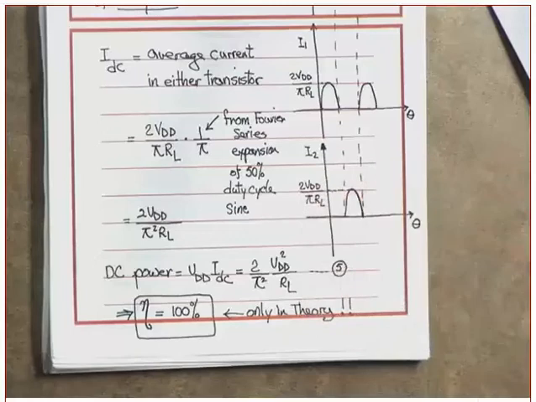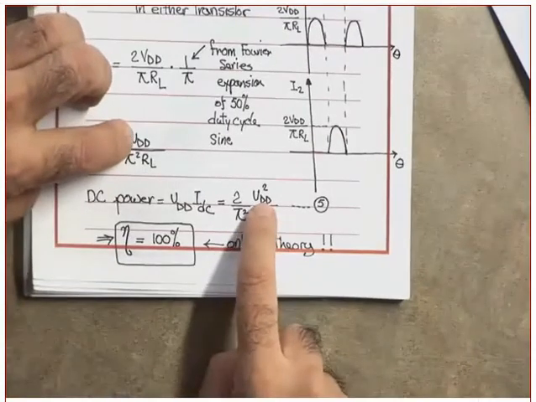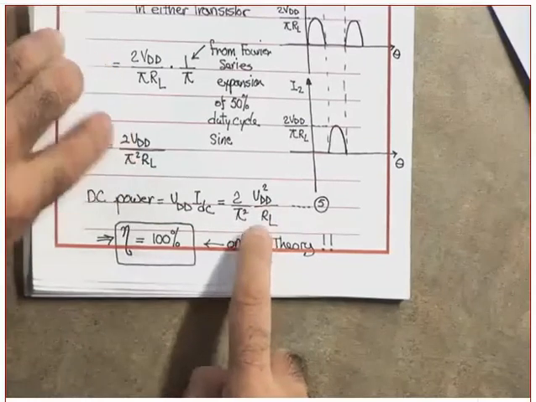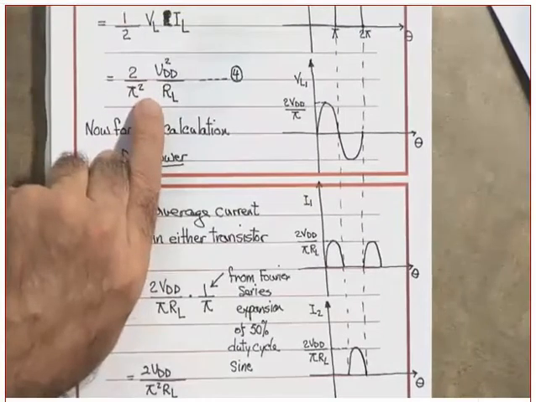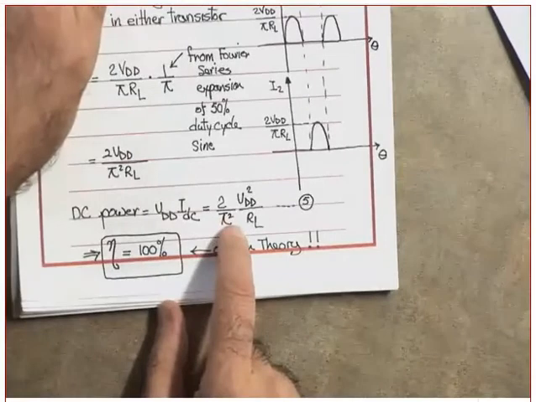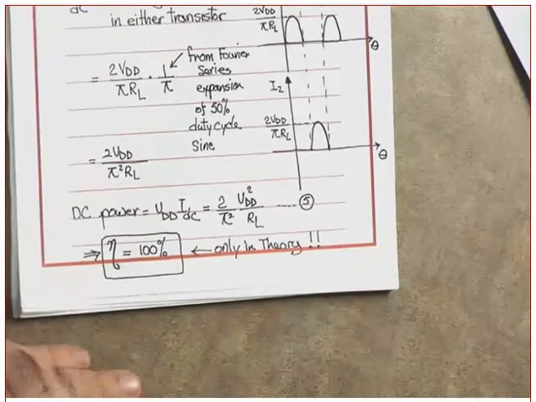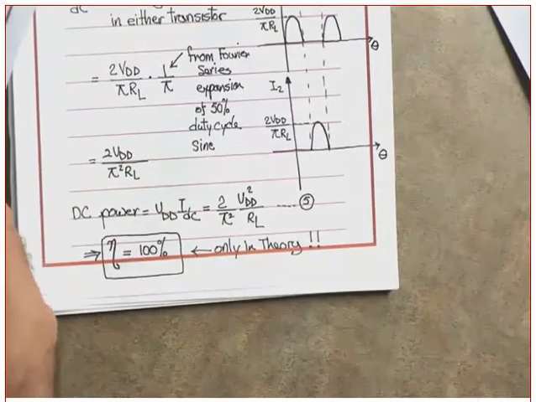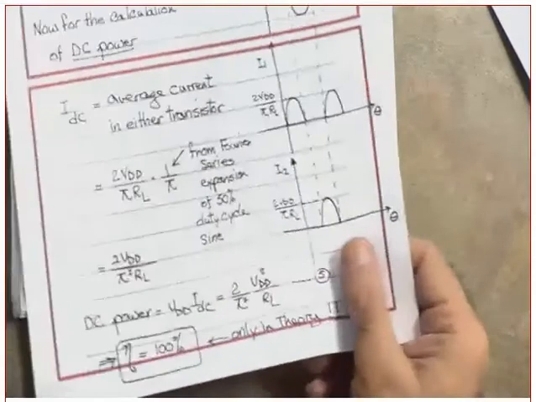So in other words, multiply by 1/2, and then plus the same value times 1/2. You get the whole thing, which is 2 over pi square. Why is it VDD square? That's because it's VDD divided by R. I want you to see this, and I want you to see this. What is this? This is the power delivered to the load. And this is the power drawn from the power supply. Are they equal? That represents an efficiency of 100%. Did you get it or not?